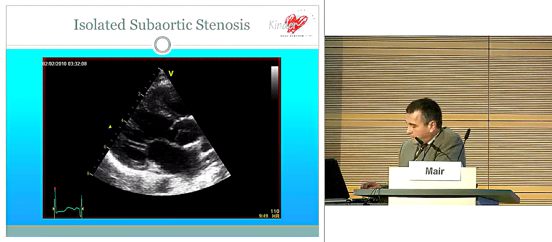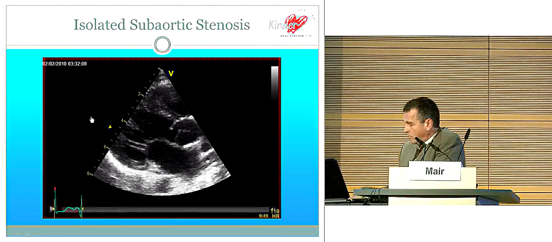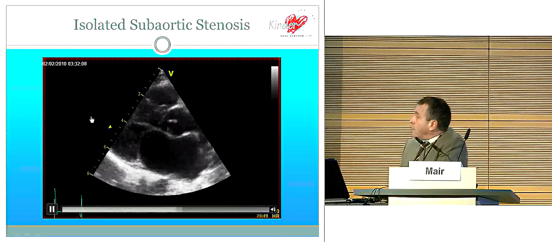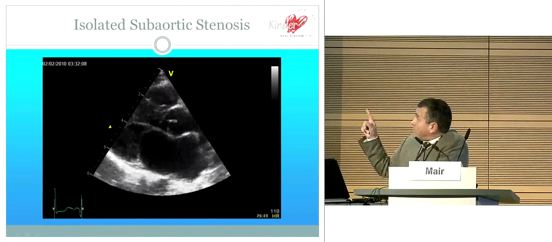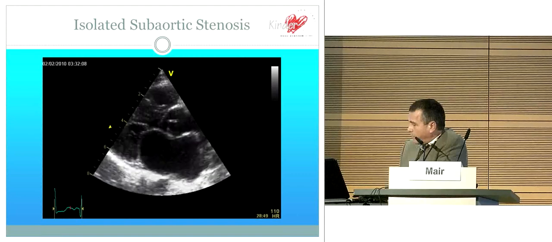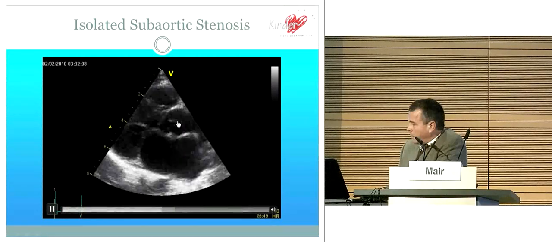This is an echo of an isolated subaortic stenosis. You see this fibrous membrane underneath the aortic valve. Here is the aortic valve, and here is this fibrous ridge.